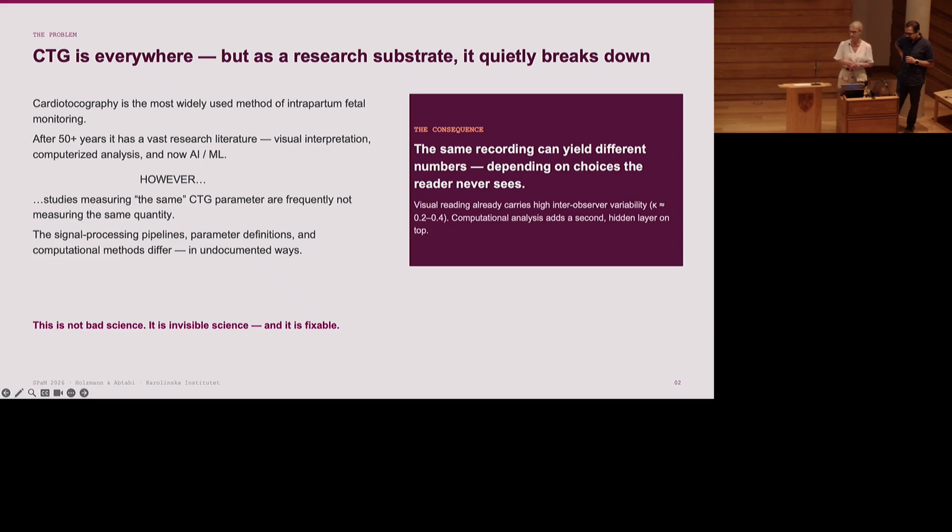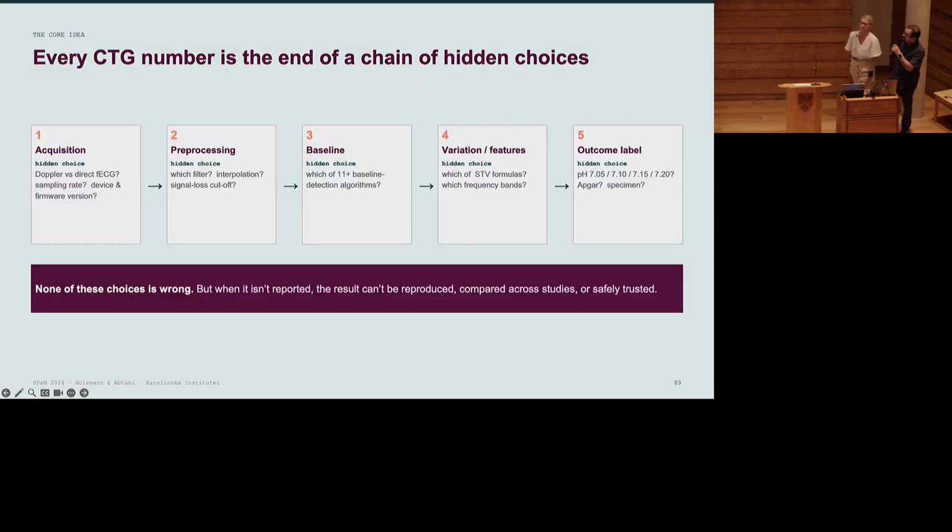So we know that visual interpretation of CTG varies substantially between observers, with a kappa for several of the CTG parameters between 0.2 and 0.4. Some of the parameters are better, with a higher inter-observer variation quality. But the computation of the data quietly adds a second silent layer on top of this. This is not bad science, but it is invisible science, and we believe it can be fixed. Or at least we can try.